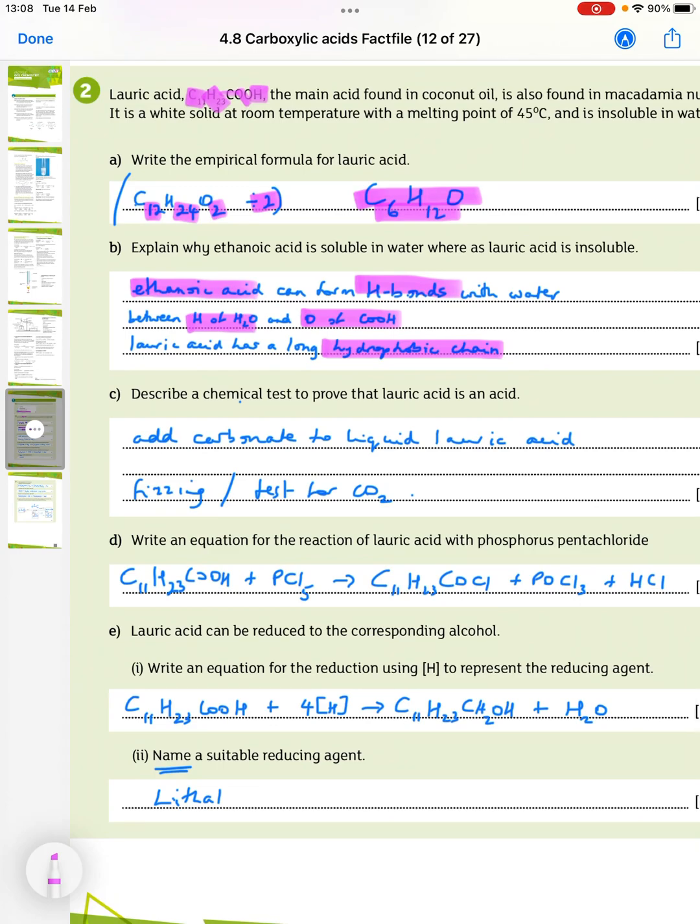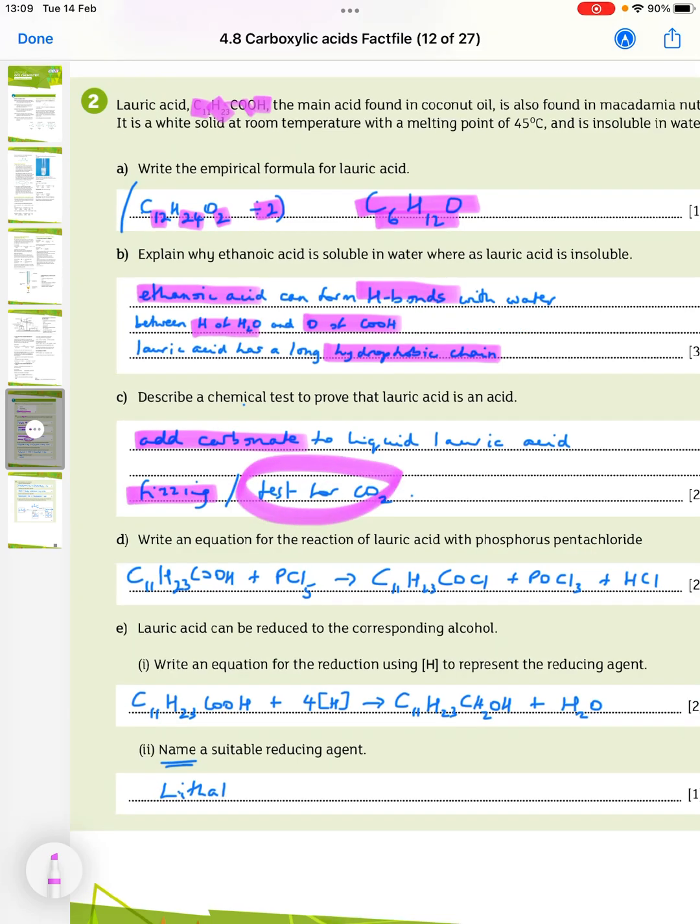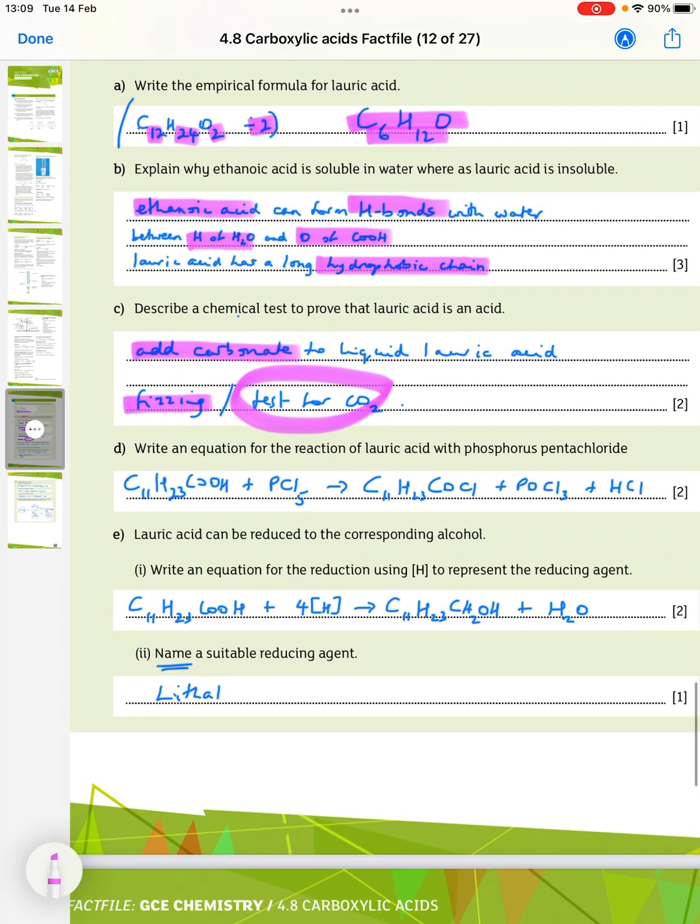Describe a chemical test to prove that lauric acid is an acid. Well, your test for any acid is to add carbonate. And you add that just to the liquid lauric acid. And what you'll see is fizzing, or you could talk about the test for carbon dioxide, which of course is you bubble it through lime water and the lime water goes cloudy or milky.